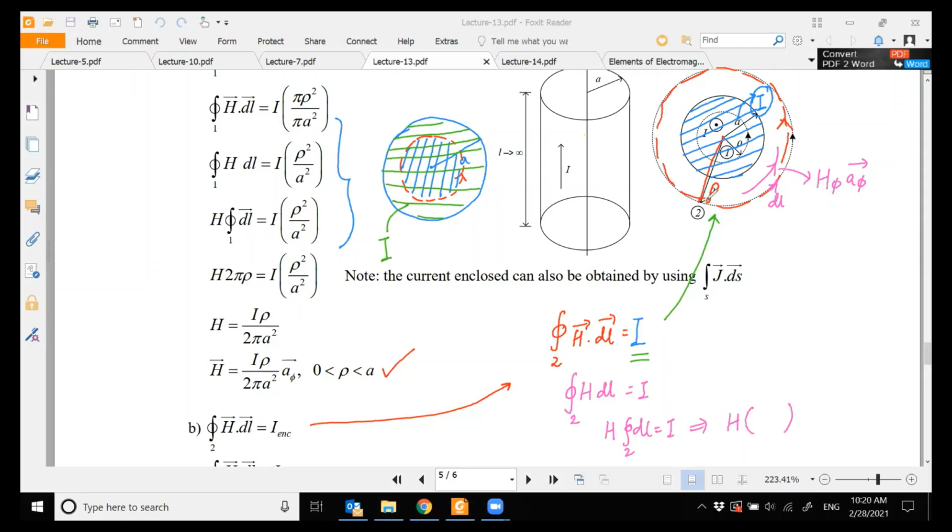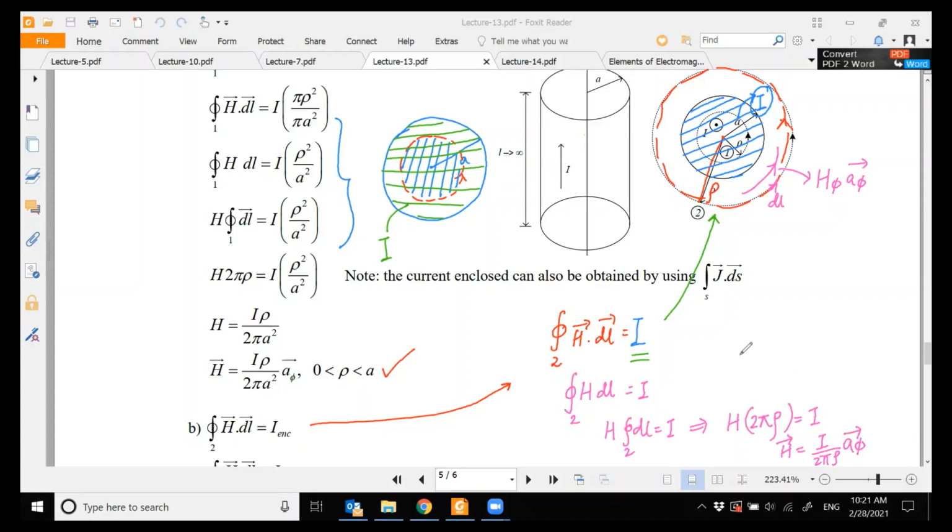What is the length of this red loop? Yes, Mr. Mohammad Al-Hazmi, at least you can tell me now. What will be the length of this red loop, or Mr. Mishal? See, this radius is rho. So what will be the length of this red loop? It's 2 pi rho. So 2 pi rho H is equal to I, or H is equal to I over 2 pi rho, or in terms of vectors, H bar is I over 2 pi rho A phi.